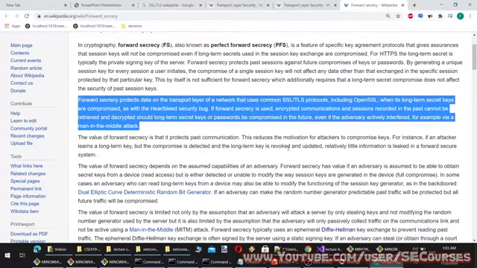Forward secrecy protects data on the transport layer of a network that uses common SSL, TLS protocols, including OpenSSL, when its long-term secret keys are compromised, as with the Heartbleed security bug. If forward secrecy is used, encrypted communications and sessions recorded in the past cannot be retrieved and decrypted should long-term secret keys or passwords be compromised in the future, even if the adversary actively interfered, for example via a man-in-the-middle attack.